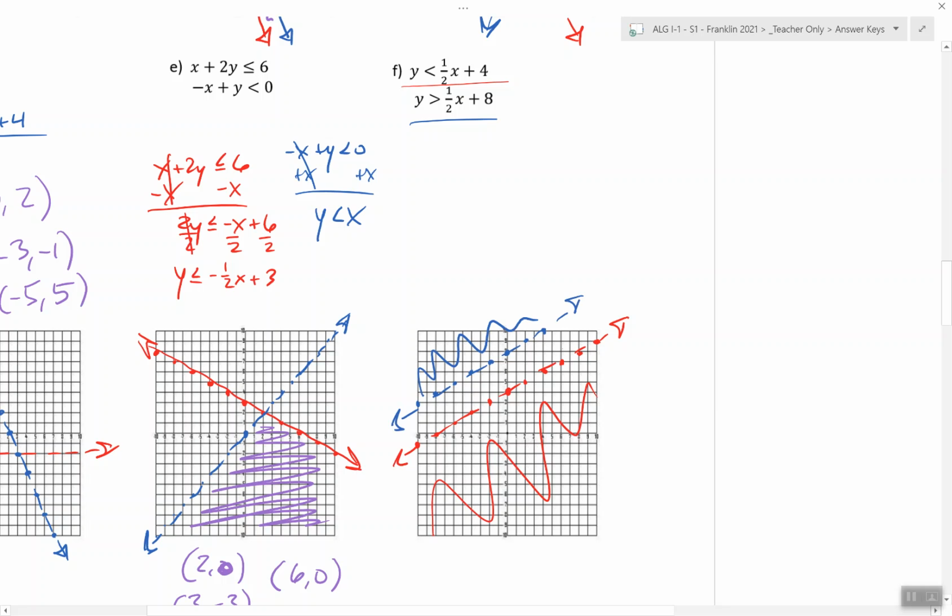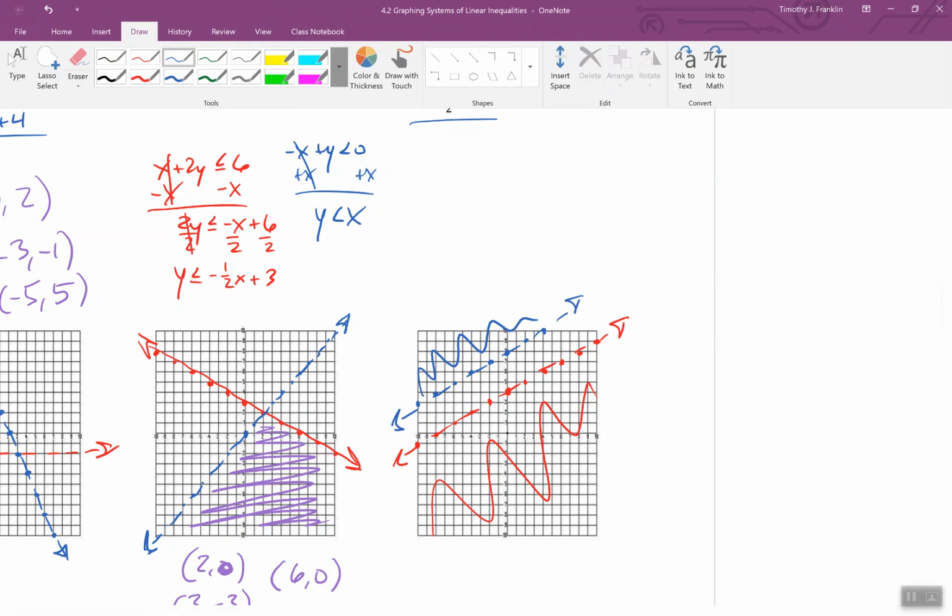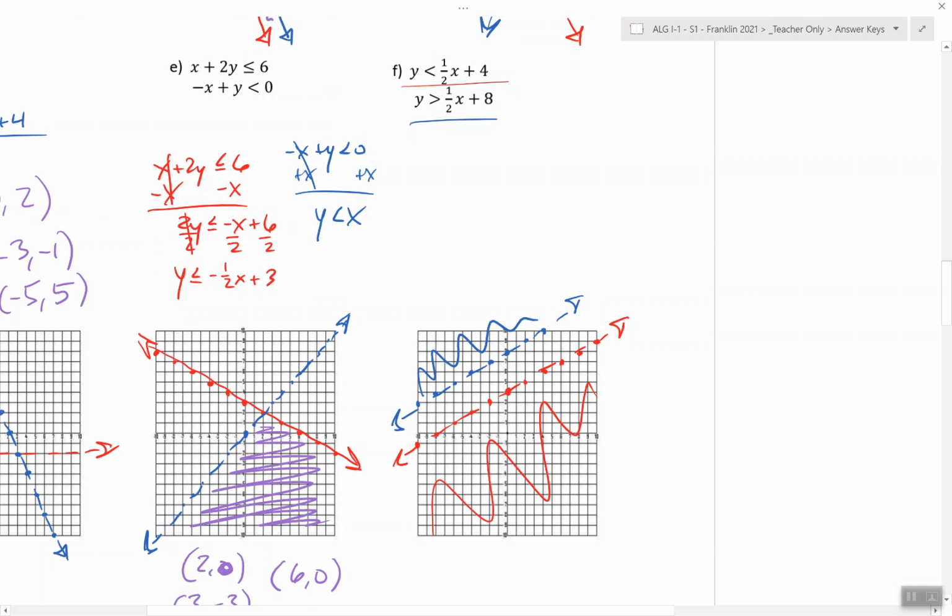So we have to find where these two regions overlap. However, they do not. They do not overlap. So there is no solution here. It is possible for these to have no solution, and that is if the shaded regions do not overlap, which in this case you can see for the red line we shaded below, for the blue line we shaded above. Those regions will never overlap, so there are no points that make both of these inequalities true. That will never work out.